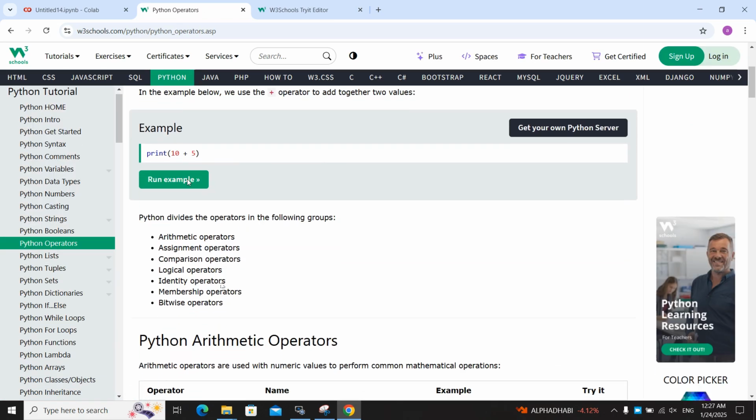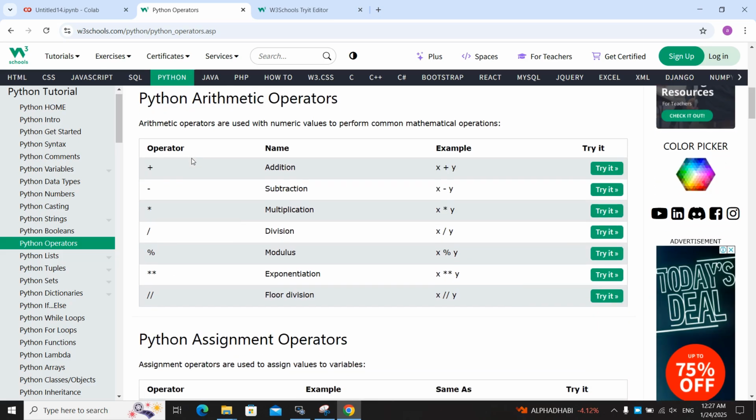Python operators are sum, we learned about them; subtraction, multiplication and division, we learned about them. Modulus, we are going to learn; exponentials, we learned about them; and floor division, we are going to learn. Let's go with modulus and floor division.